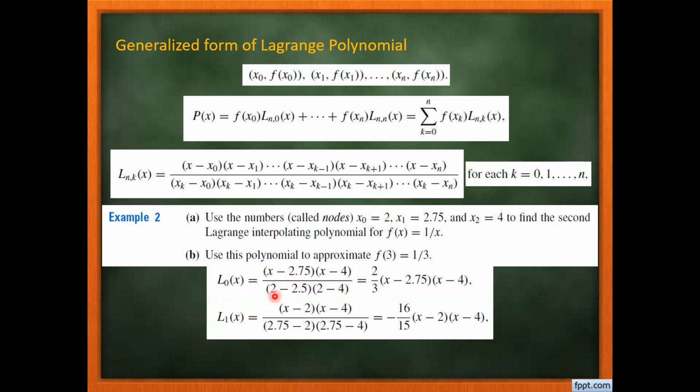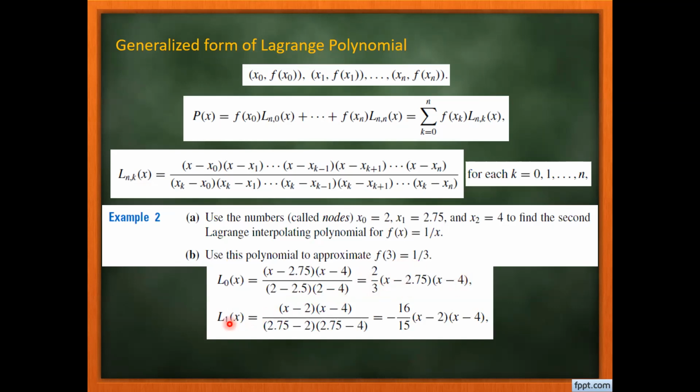And then in the denominator, we have x naught minus x1, 2 minus 2 point... I think we found out some mistake, a typing error here. It's not 2.5, it's actually 2.75. So sorry for doing it wrong. Okay, 2 minus 4 in the denominator, and finally we get this L naught of x.